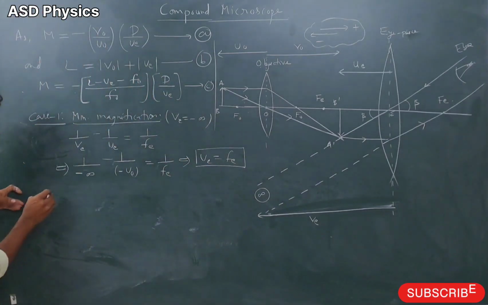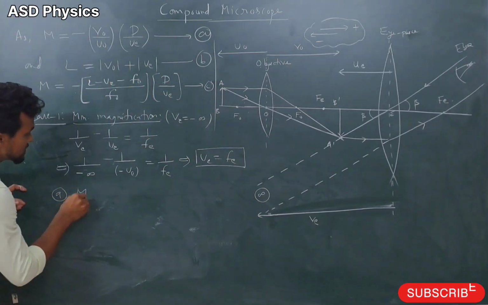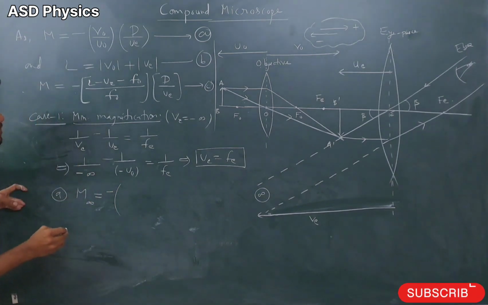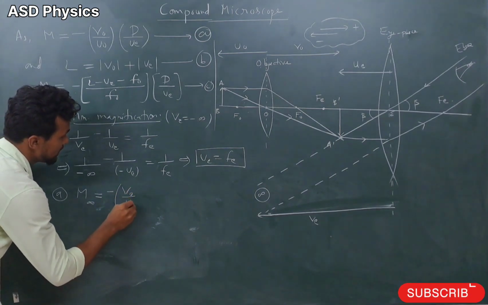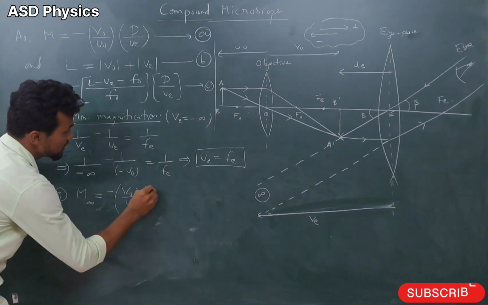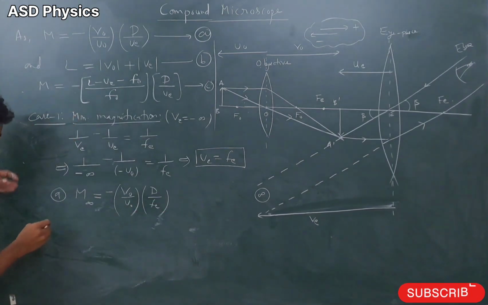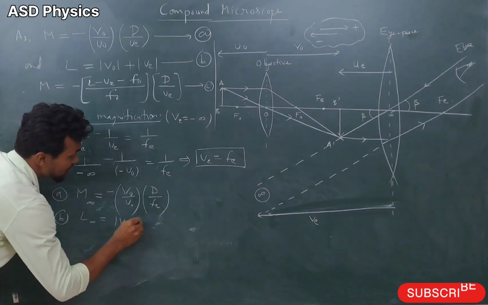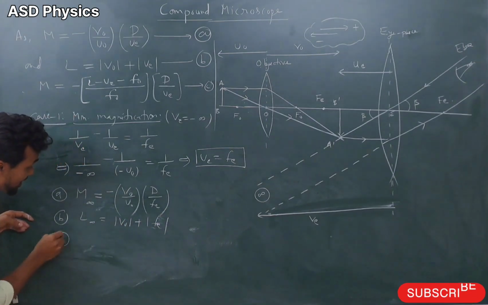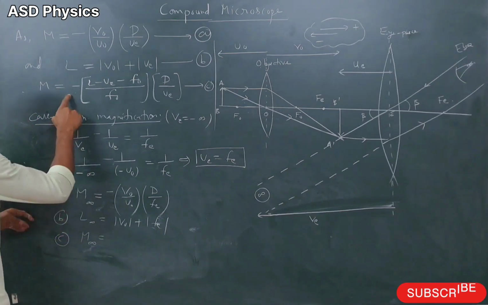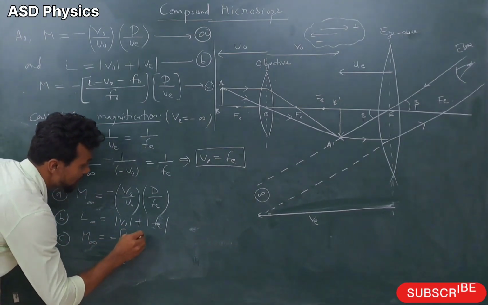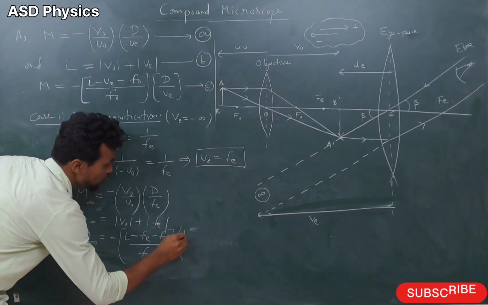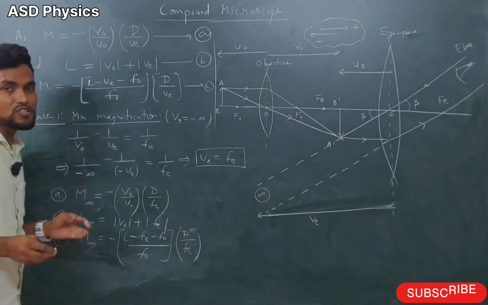So how will these three formulas look? M infinity is equal to minus V naught by U naught, and if you put this value here, it will come D by FE. The second formula: this length L infinity is given by mod V naught plus mod FE. And the third formula: M infinity is given by minus (L minus FE) by F naught into D by FE. So this is case 1.